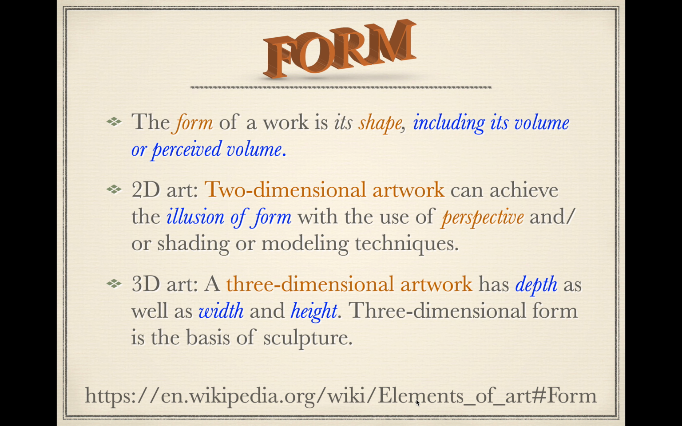In two-dimensional art, you achieve the illusion of form with the use of perspective and also shading or modeling techniques, or adding values into something in order to give it a sense of depth. Actual three-dimensional form has actual width, height, and depth. Now, two-dimensional form will only have actual width and height. There is no actual depth, but there is the illusion of depth through using lights and darks in order to create a sense of depth in an object. In 3D art, of course, has actual depth as well as width and height, and three-dimensional form is the basis of sculpture.